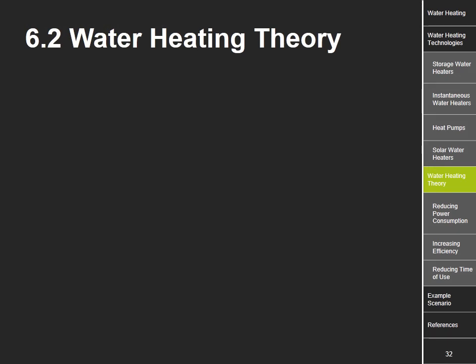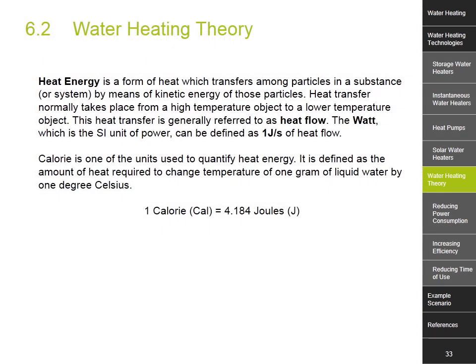Water heating theory. Heat energy is a form of energy which transfers among particles in a substance or system by means of kinetic energy of those particles. Heat transfer normally takes place from a high temperature object to a lower temperature object. This heat transfer is generally referred to as heat flow. The watt, which is the SI unit of power, can be defined as 1 joule per second of heat flow. A calorie is one of the units used to quantify heat energy. It is defined as the amount of heat required to change the temperature of 1 gram of liquid water by 1 degree Celsius. 1 calorie is equal to 4.184 joules.